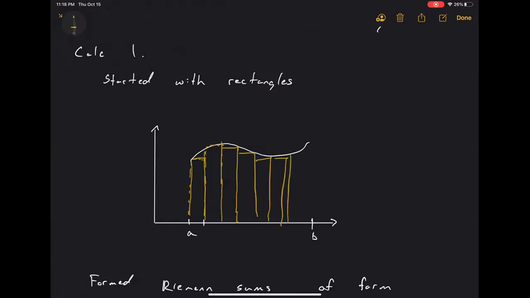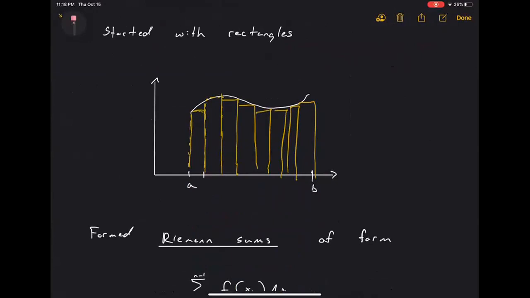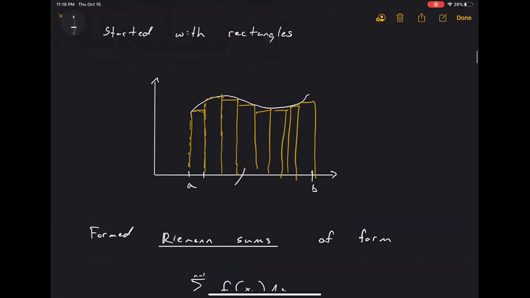Like this. And the areas of rectangles are easy to find, right? That's what's good about using these rectangles for our approximation. If I add up all the areas of these rectangles, that's pretty close to the area underneath my curve, right? So what is the area of this rectangle in particular?